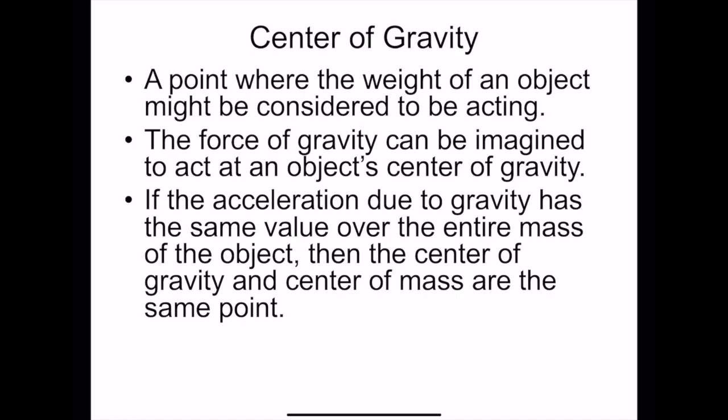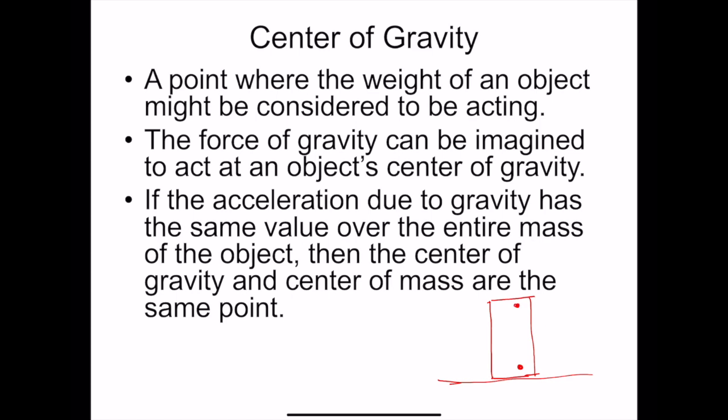Now, what is the difference between center of mass and center of gravity? The difference is the following. The gravitational force is not exactly the same for every point on the object. We are going to see in chapter 13 that the force of gravity depends on the distance of an object from the center of the Earth. So the greater the distance from the center of the Earth, the weaker the force of gravity. So if an object is sitting on the ground, the gravitational force at this point is not exactly the same as the gravitational force on this point.